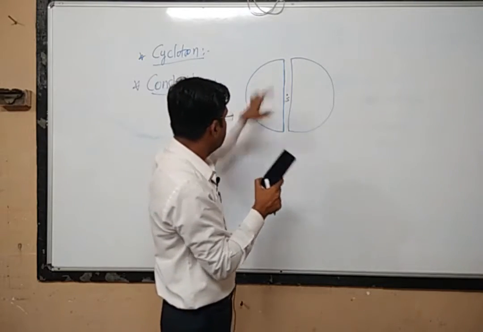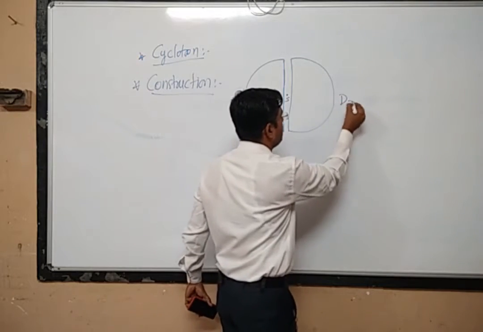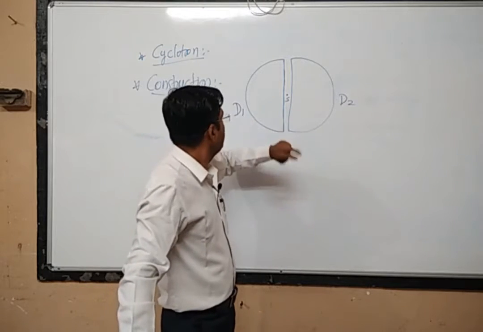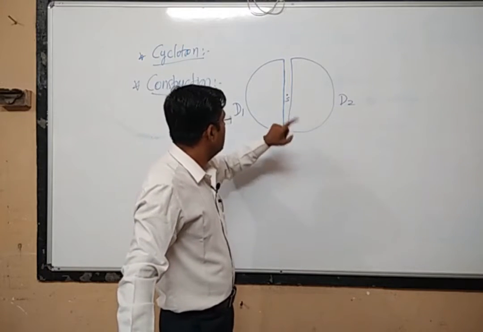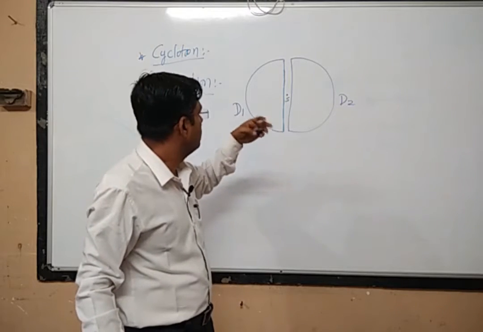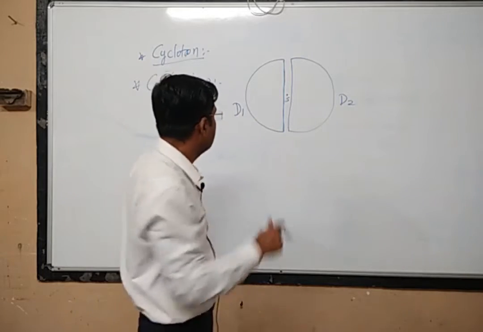So this is D number 1 and this is D number 2. Both these Ds are kept like this, in front of each other. At the center there will be the source of ions. Mostly we will say that there will be the source of positive ions.